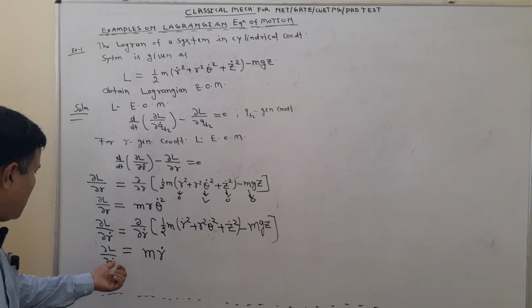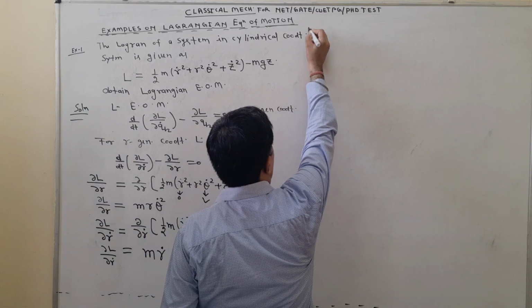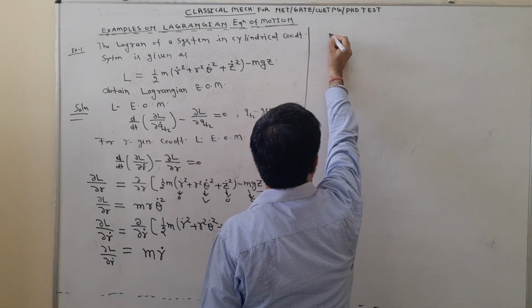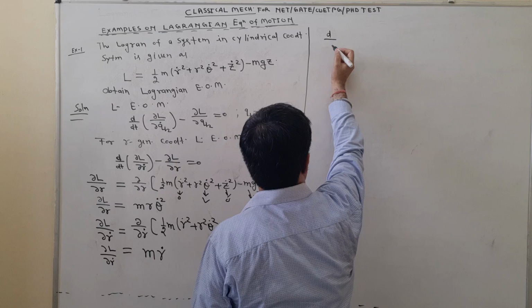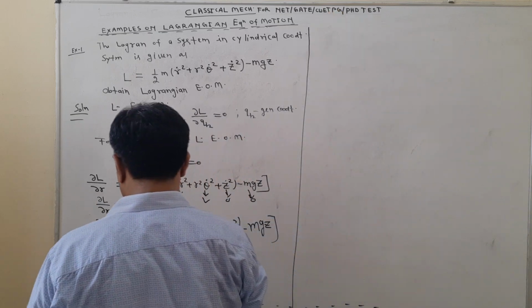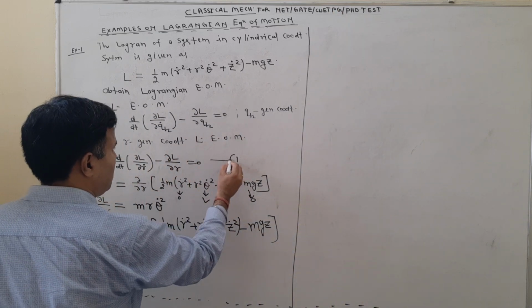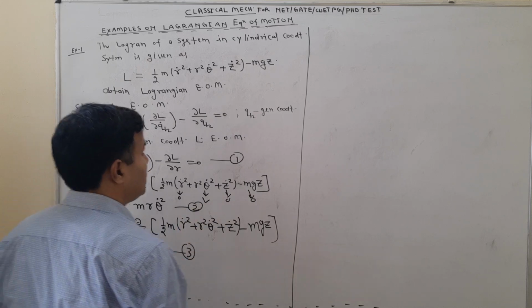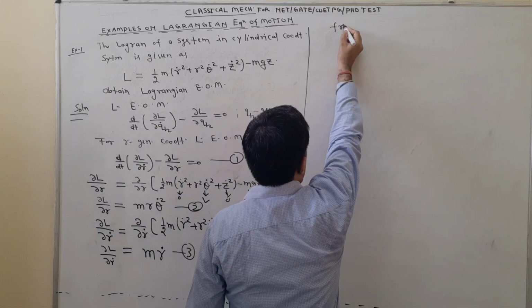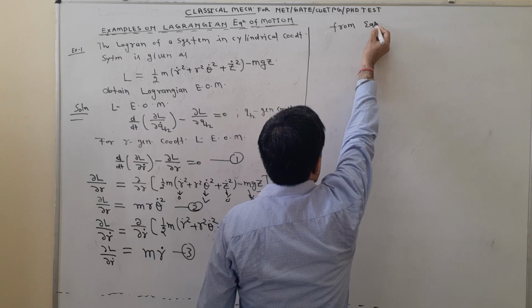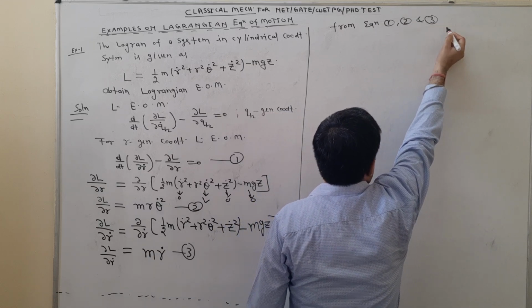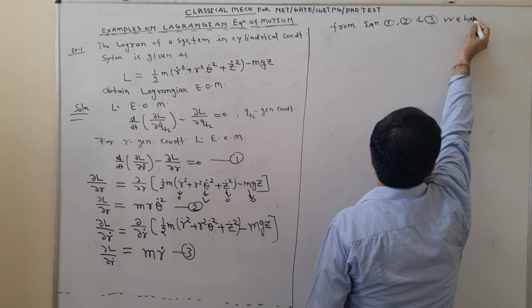So now putting the value of del L by del R dot, del L by del R dot in, so let me say this is equation 1, this is equation 2, and this is equation 3. Now from equation 1, 2 and 3 we have what we have.